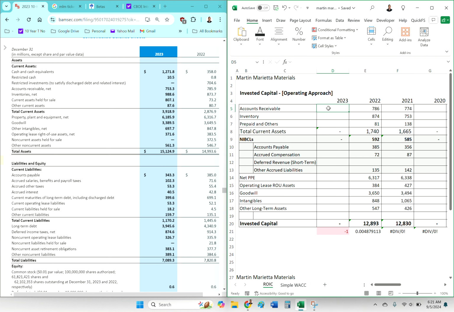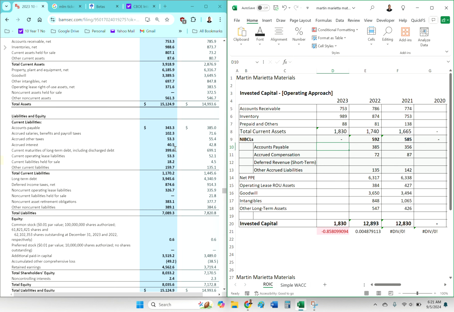WACC versus ROIC. Is value created or destroyed? My goodness, what a fascinating topic. I'm going to go over a company which I own. I've owned it for several years, and to be honest, I consider this one of my luckier stock picks.